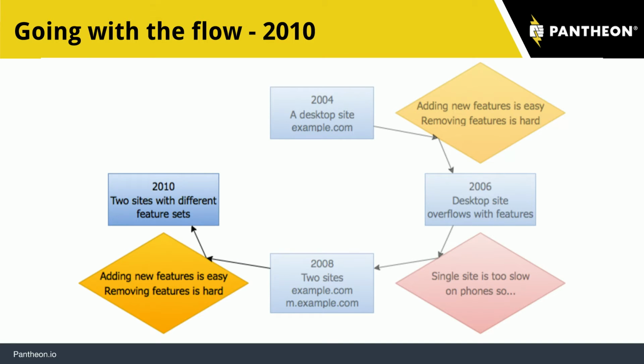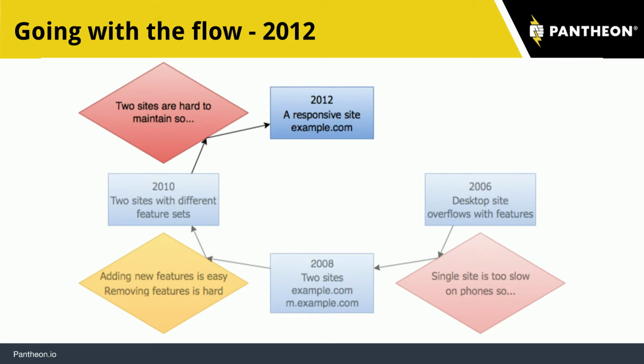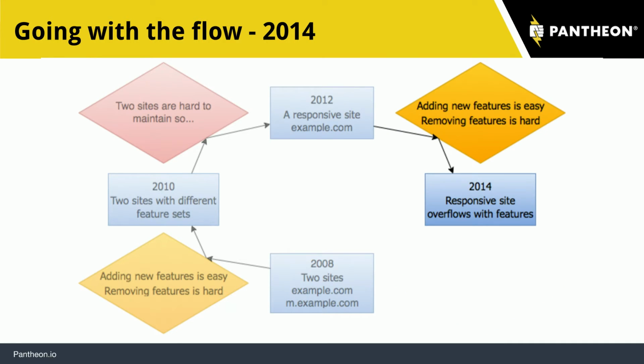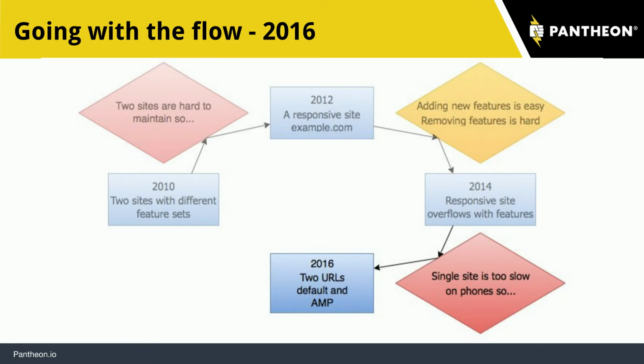felt good about it. Well, those sites start to diverge, and suddenly the m.subdomain and the desktop site are growing further apart, there are different publishing workflows starting up, it's becoming too hard to manage, and by 2012, we throw our hands up and say, you know what, we have to start over, we need a responsive site. We're cleaning the slate, we're going to have a good, simple, responsive site. By 2014, adding new features is easy, removing features is hard, and our site is suddenly slow. We designed it mobile first, but that's not the same as mobile forever. We've got a slow, responsive site in 2014.